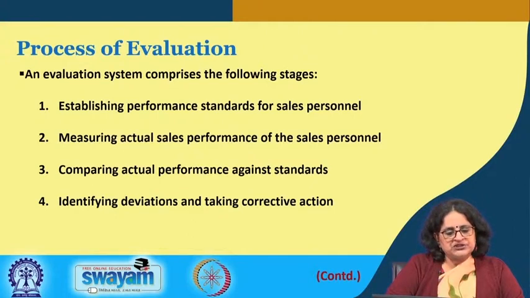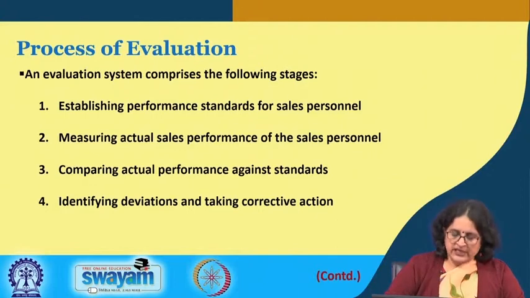Now, let us go into the process of sales force evaluation. Any evaluation system comprises the following stages, where we begin with establishing performance standards for sales personnel, measuring the actual performance of sales personnel, and then comparing the actual against the standards which have been postulated in stage 1, and then we identify deviations and take corrective action. So the first step is establishing performance standards, second is measuring actual performance of the salespeople, third is comparing actual against standards, and fourth is identifying deviations and taking corrective action.